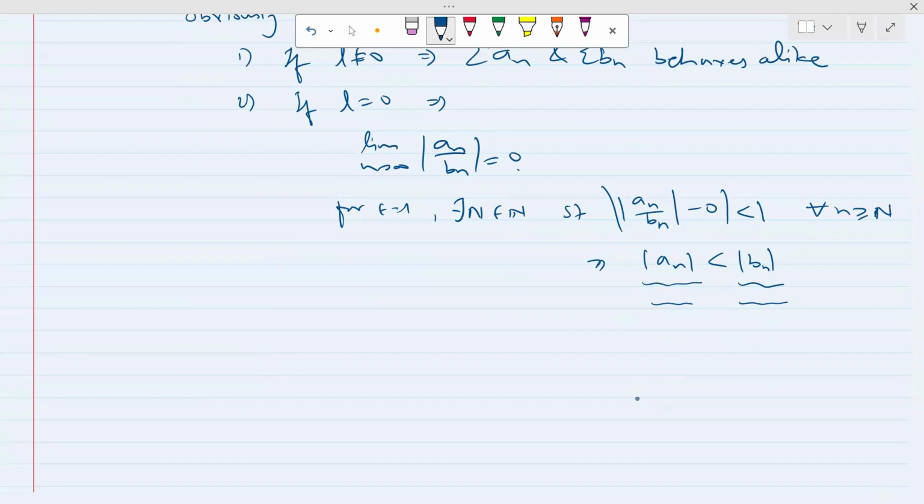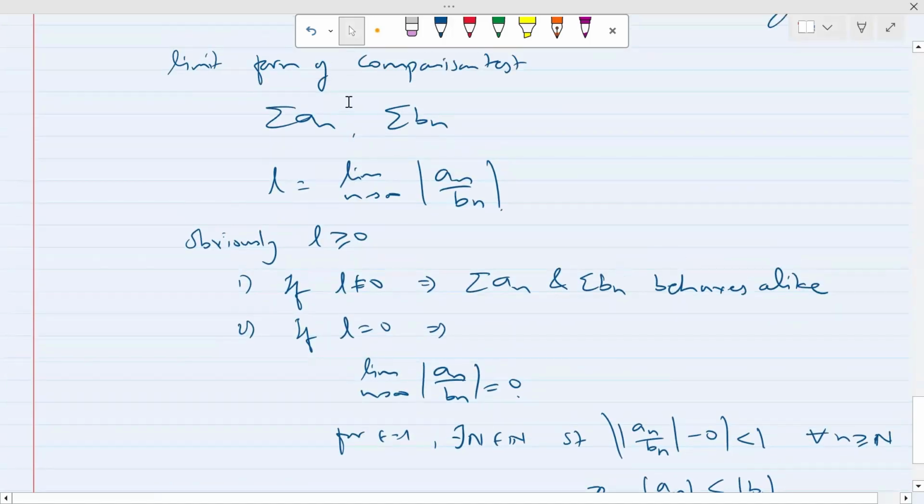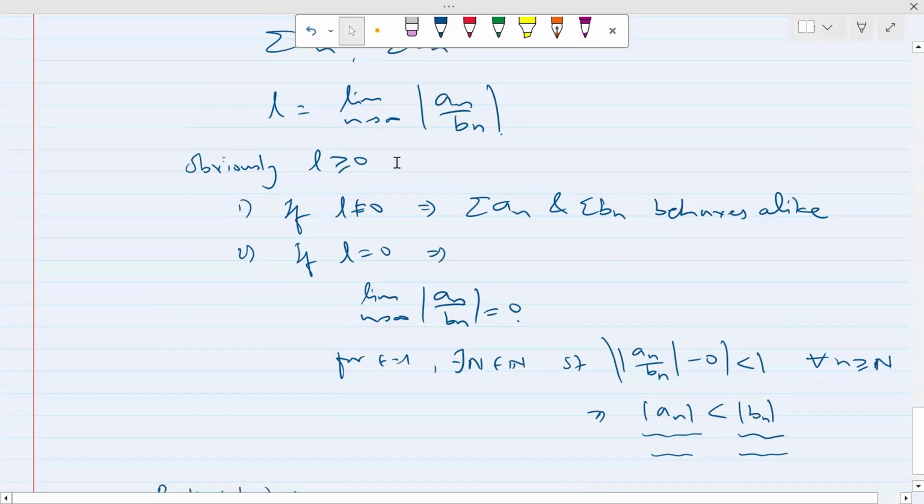Then we have, sir, what if L is equal to infinite, unbounded? If the limit does not exist or it goes to infinity, in that case the test fails. We cannot apply the comparison test. Limit form of comparison test.